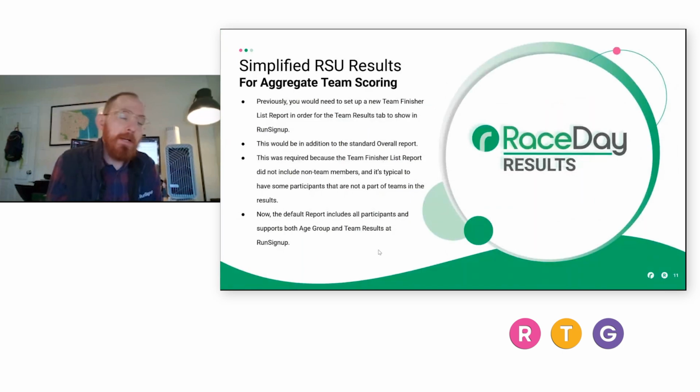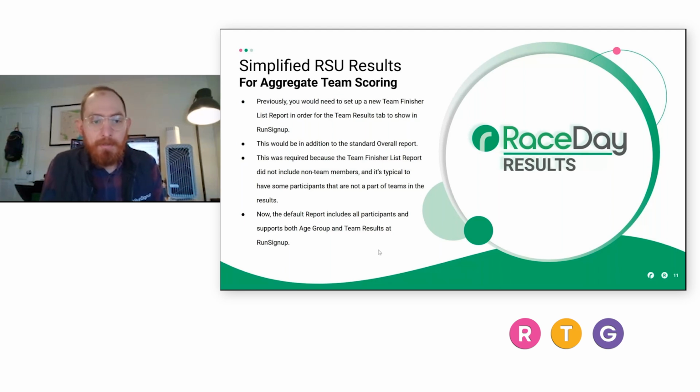Okay, so now we're going to dig into some of the new stuff. Number one is we've made things a lot simpler for RunSignup results for aggregate team scoring, and I'm going to explain to you why. Basically, with our older system, I think it was about an update or two ago, you would need to set up a new team finisher list report in order for the team results tab to show up in RunSignup. So this would be in addition to the standard overall report.